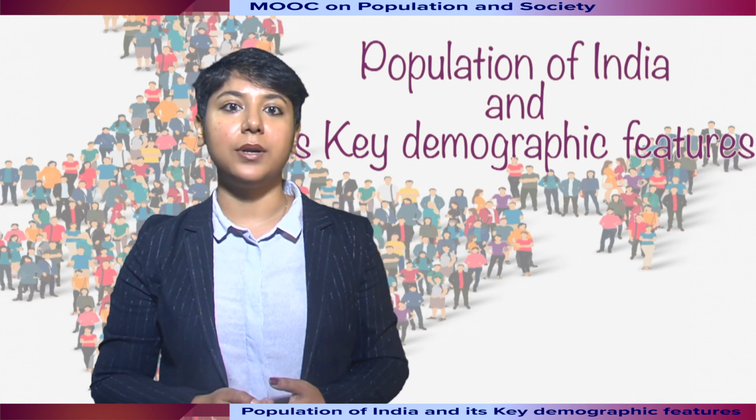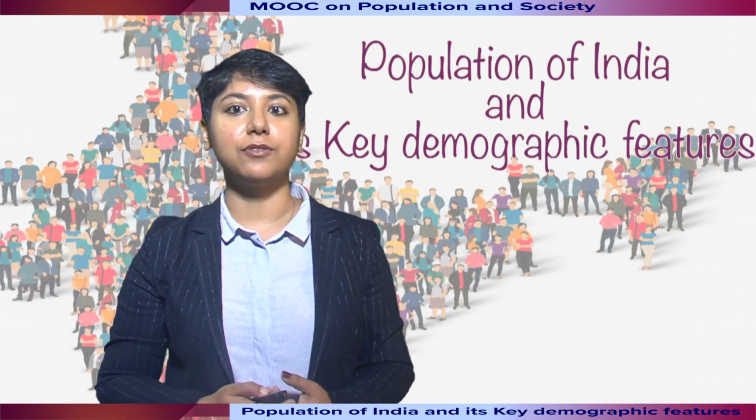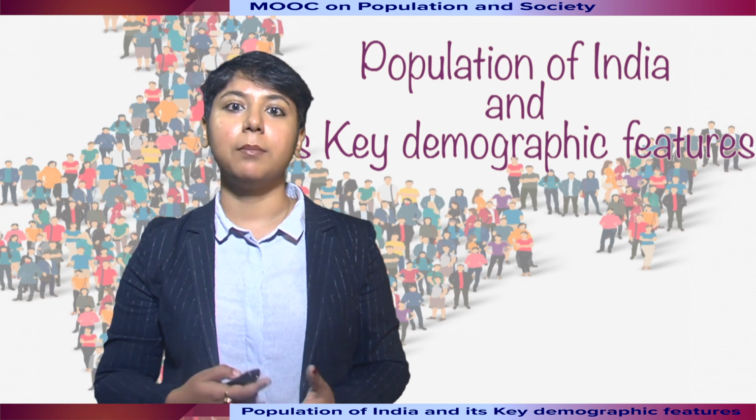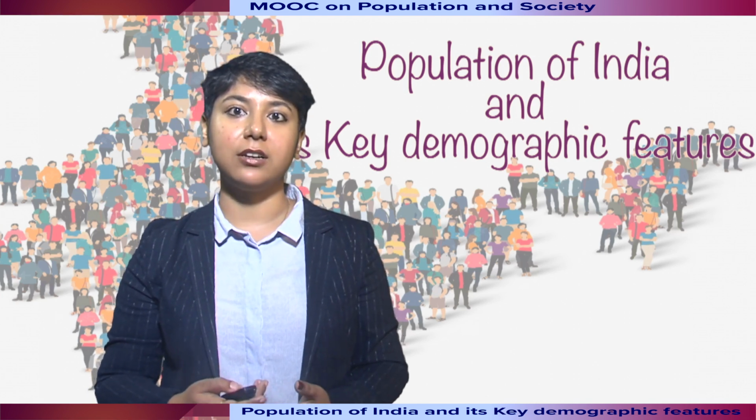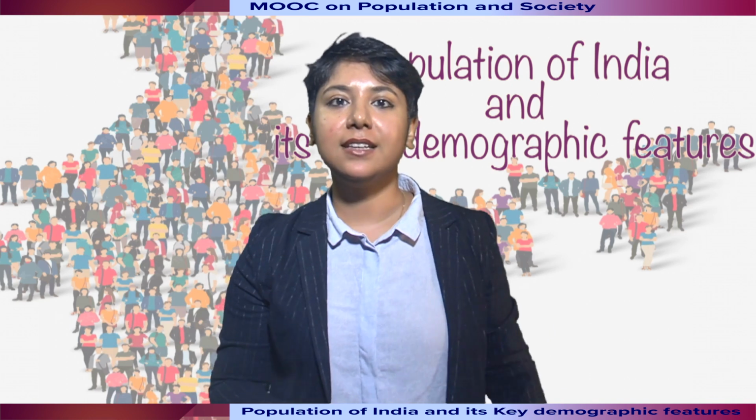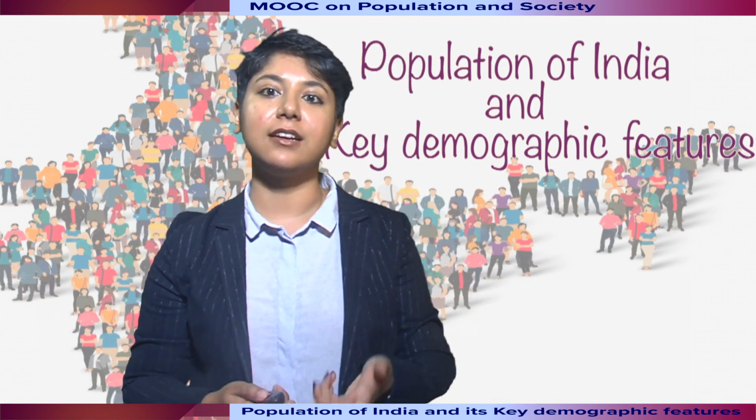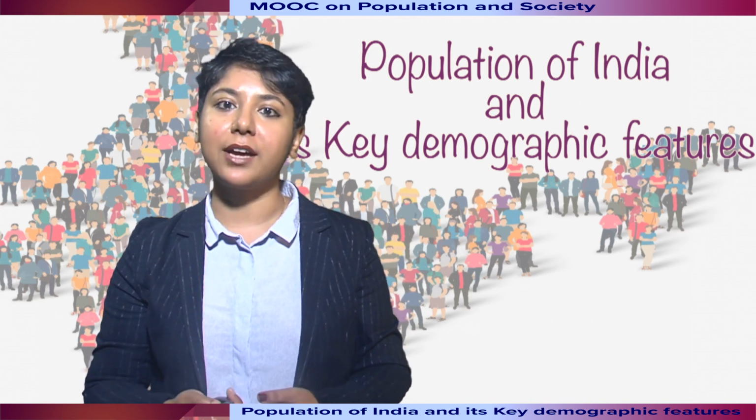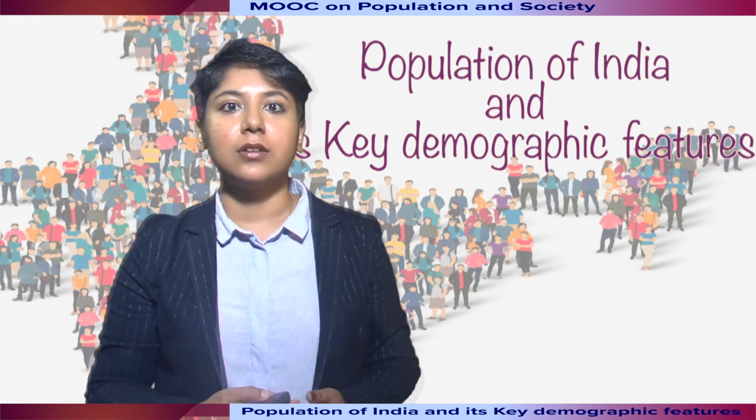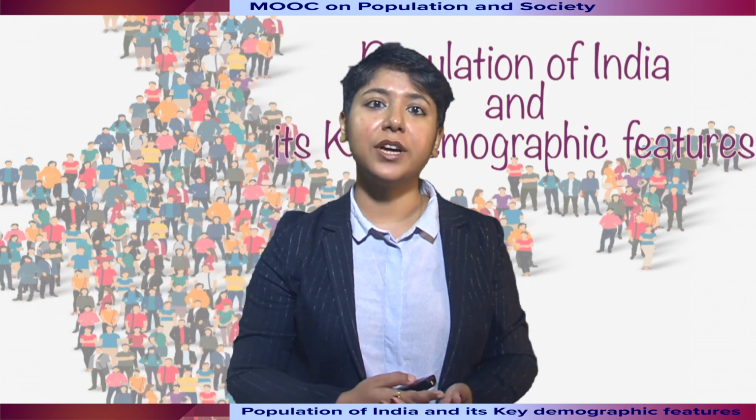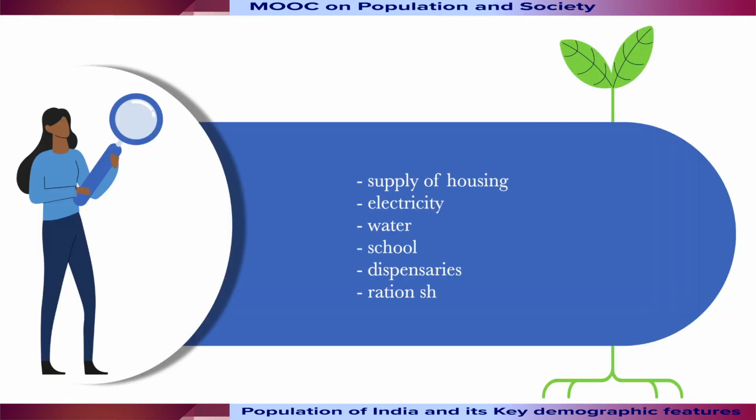Much of this population growth in urban areas is due to the high rate of migration of population from rural to urban areas. Very often, it's because the urban areas have better connectivity, better transport, better physical infrastructure, and better living conditions, and therefore provide better employment opportunities. So we see that the growth in urban population is significantly higher compared to rural population, and this is precisely because of the high rate of migration of people from rural to urban areas. This highly rapid growth of population in the cities has also created problems like supply of housing, electricity, water, schools, dispensaries, and ration shops, etc.